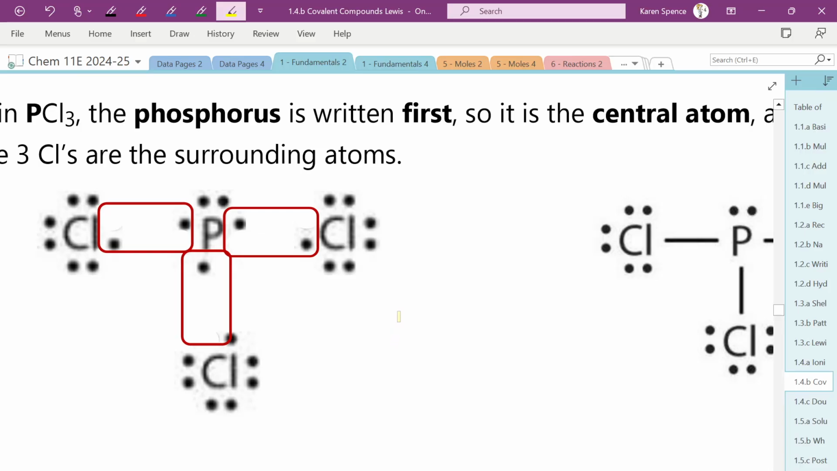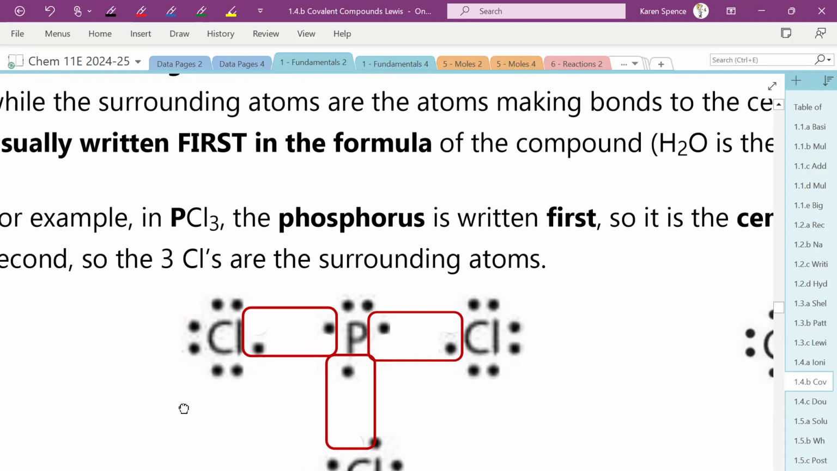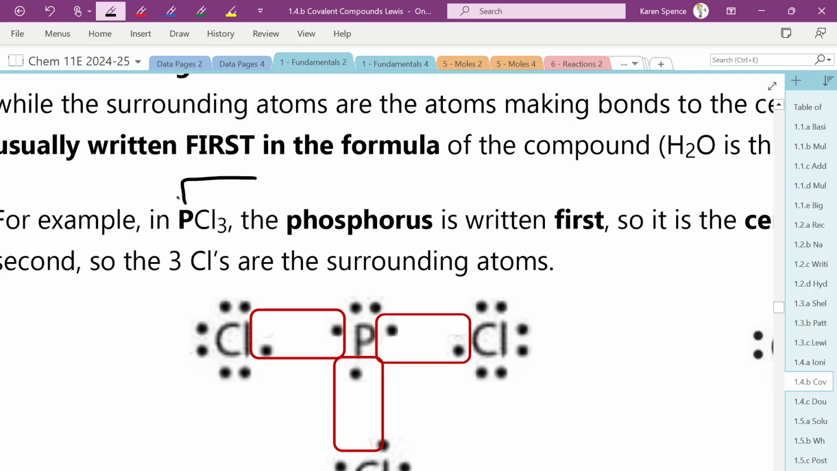Usually, in the formula, the central atom is the first one. The first element, which is usually a lone element, like it's a singleton.